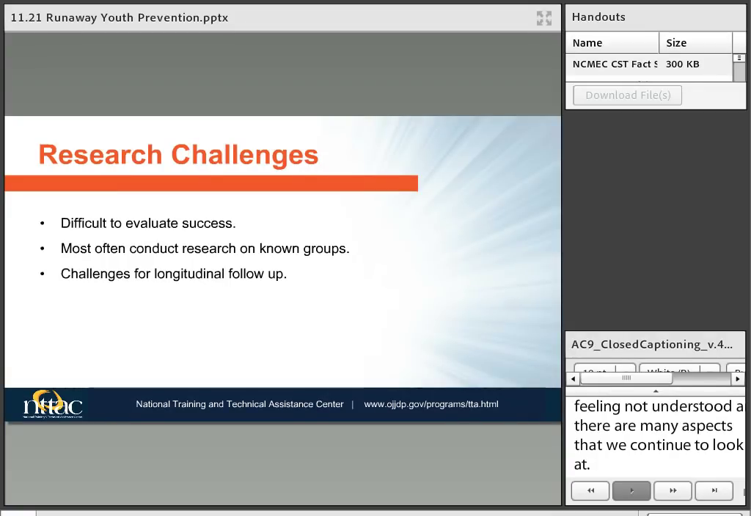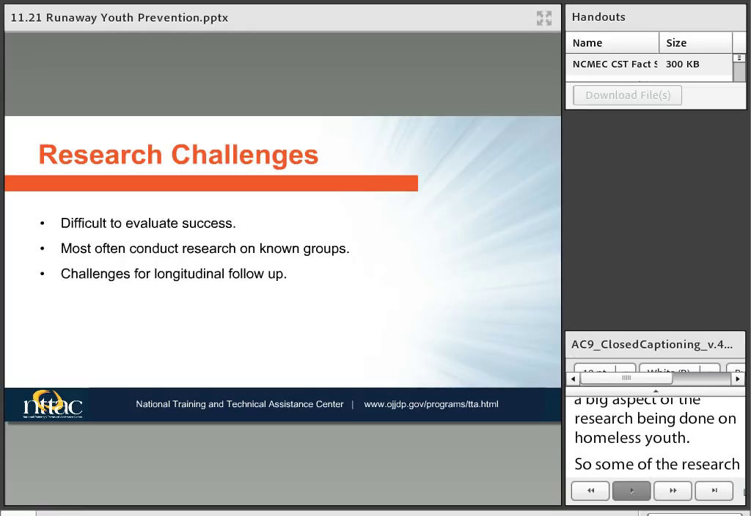So some of the research challenges that we find is that it's quite difficult to evaluate success because we have inconsistent funding for many programs, so programs will start and stop, and it's difficult to follow those youth through a program that has lasted for a year but not two, and the chronicity of youth homelessness makes that a challenge.